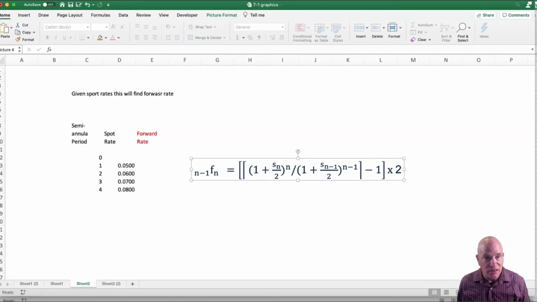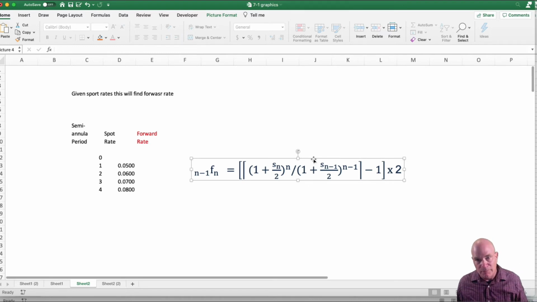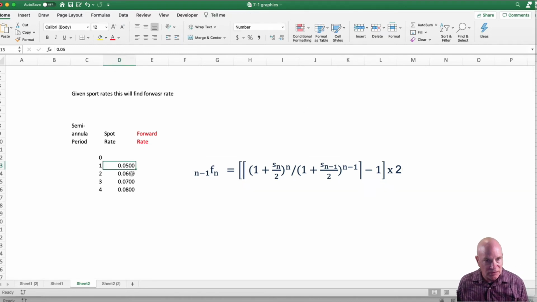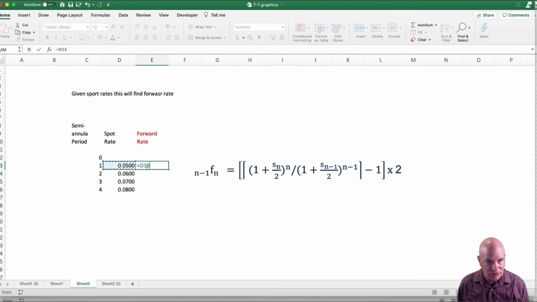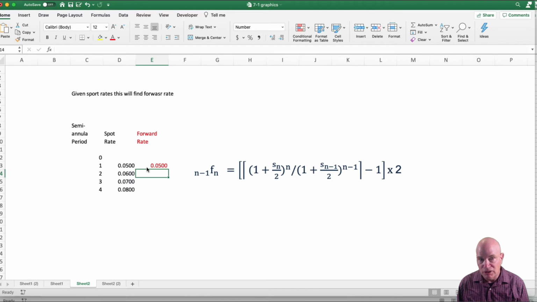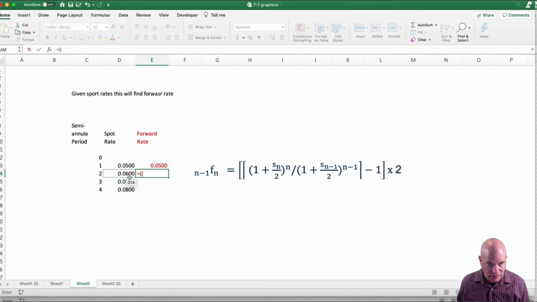And let me just give an illustration of that in Excel right now. Here's our formula, and let's say we have these 4 spot rates. 6 months, 5%. Spot rate for period 2, 6%, 7%, 8%. So let's find the forward rates. That will be 5%. First period, the forward rate equals the spot rate. Now I'm going to just implement this formula over here in this cell, and I'm going to make it so I can copy it down and do all the calculations.